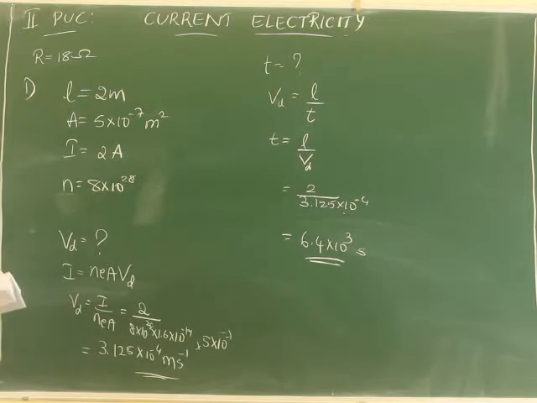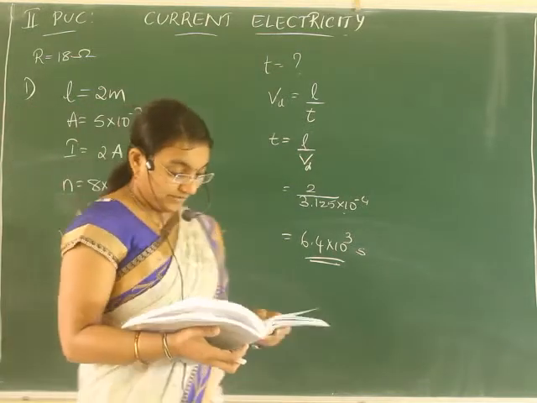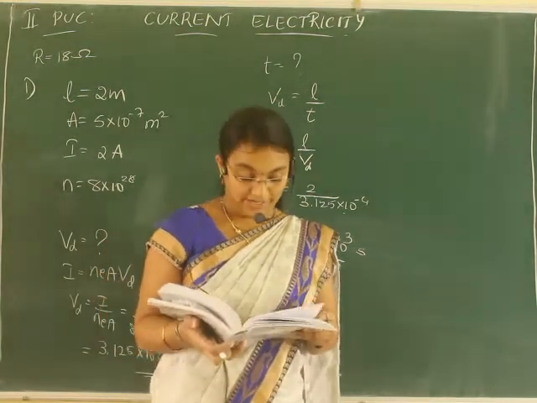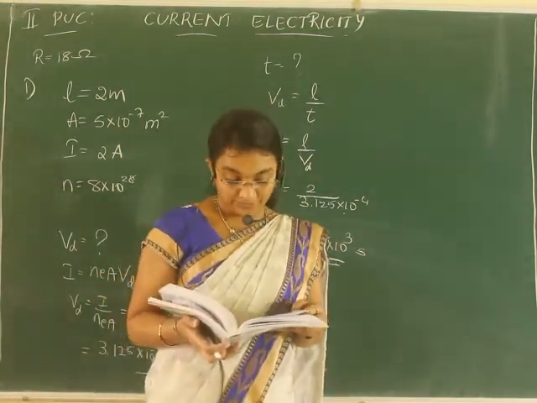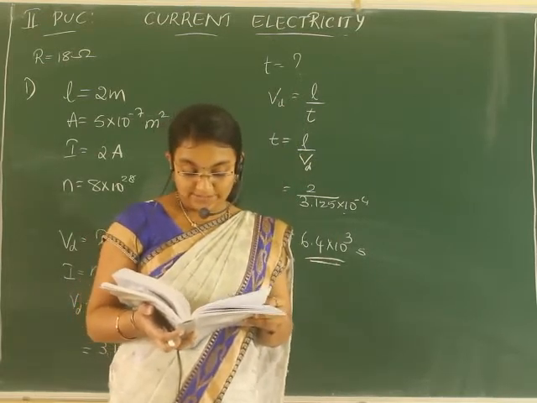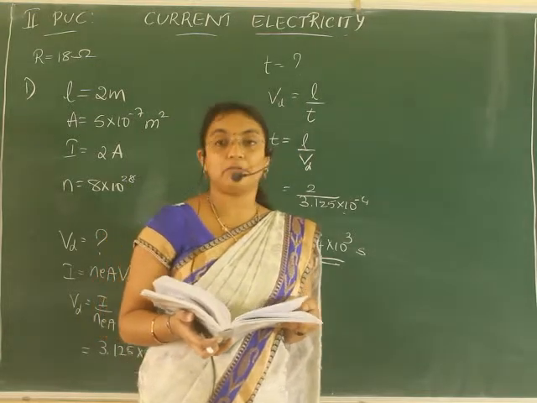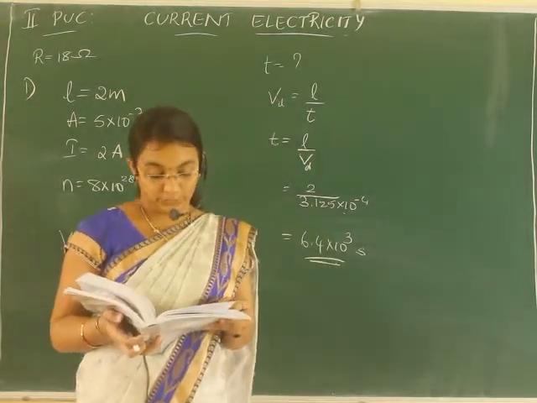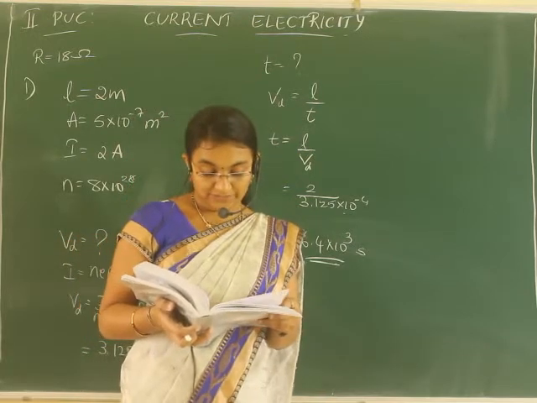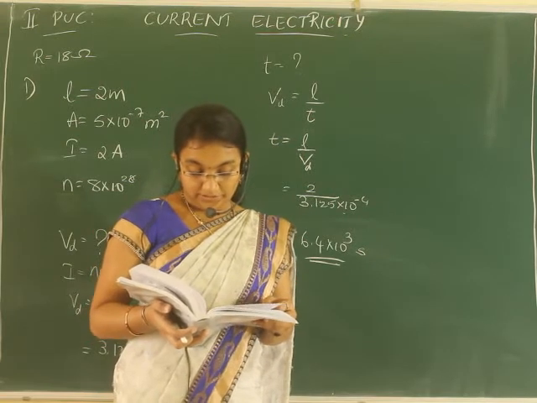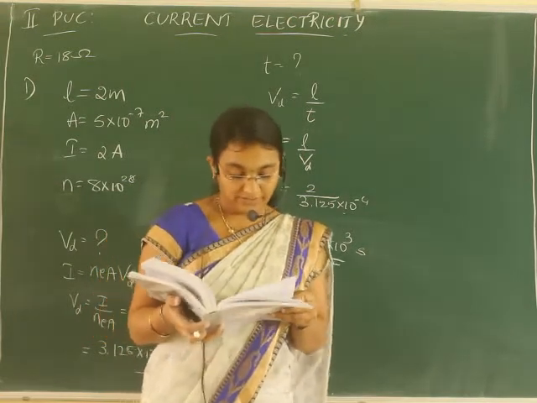A current of 2 ampere is passing through a metal wire of cross-sectional area 2 into 10 to the power minus 6 meters square. Okay, area of cross-section is given. If the number density of the free electrons in wire is 5 into 10 to the power 26 per meter cube, find the drift velocity of the electron. Only drift velocity you have to calculate, nothing more.